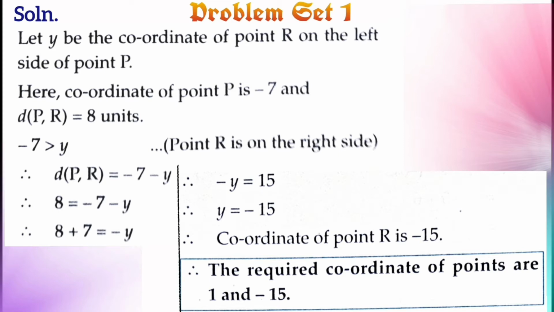So the distance between P and R is 8 units. If we substitute, we will cross check our answer. Then -15 and -7 is 8 units. So the first point was x equals 1 and the other is y equals -15. So therefore the coordinate of point R is -15. Therefore the required coordinates of the points are 1 and -15. This is our correct answer.